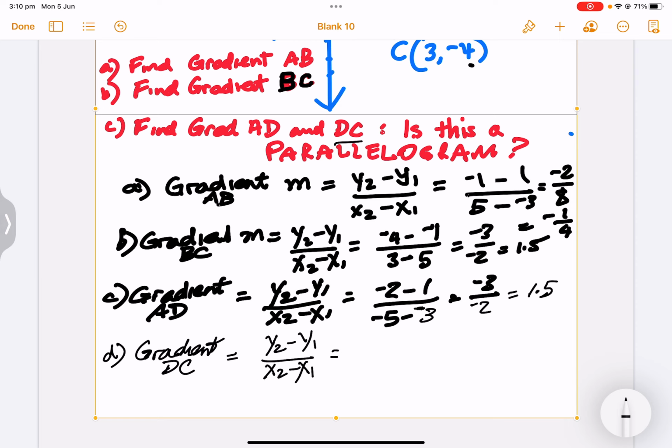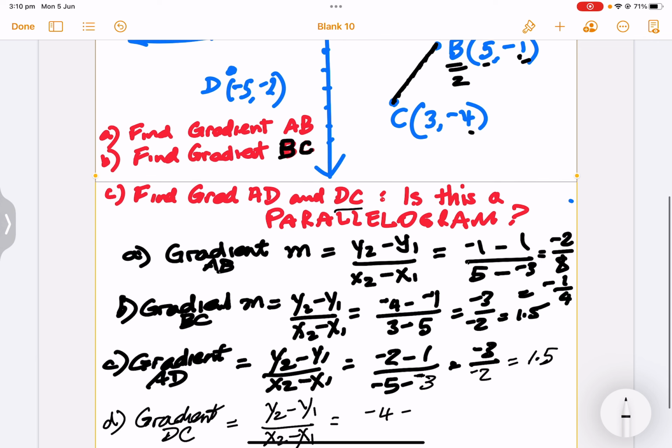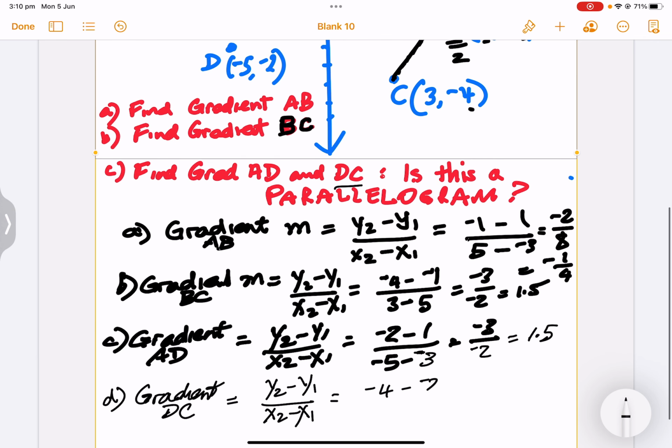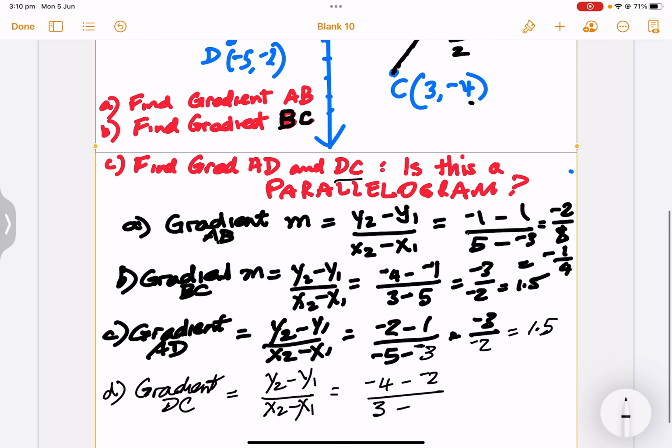So the second point now is C. So y of C is -4. And the first point is D. Y of D is -2. X of C is 3. X of D is -5. Okay, let's get this right. -4 plus 2 is -2. And 3 plus 5 is 8. You get -1/4.